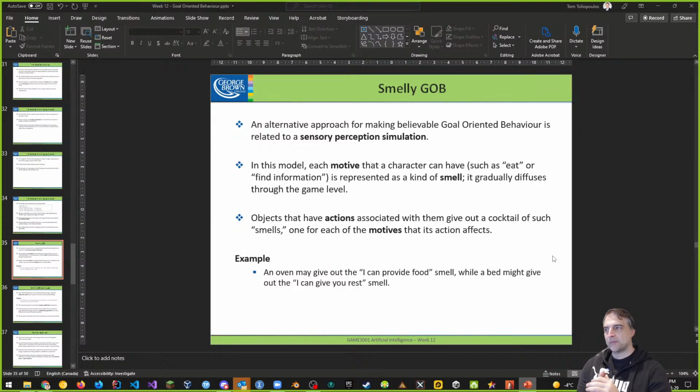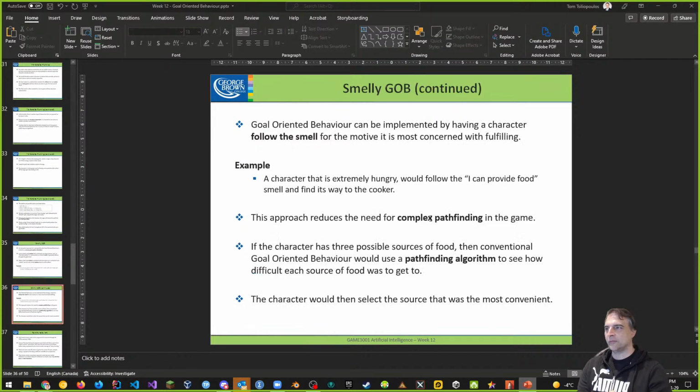So we can make something more like a sensory perception simulation. In this model, each motive that a character can have, such as eat or find information, is represented as a kind of smell, actually, and it gradually diffuses through the game level. Objects that have actions associated with them give out a cocktail of these smells, one for each of the motives that the action affects. An example is an oven might give out the I can provide food smell, while a bed might give out the I can give you rest smell. Okay, so that's kind of smelly goal-oriented behavior.